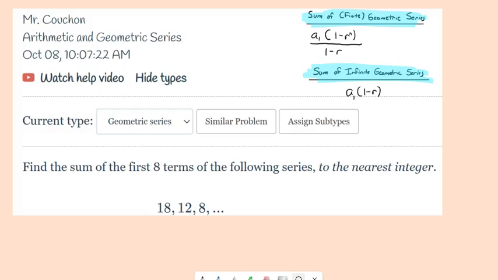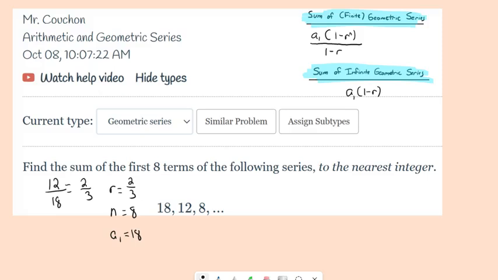We get 18, 12, and 8. So in order to figure out the ratio here, all we have to do is 12 divided by 18, which is going to be 2/3. Okay, so the common ratio is 2/3. Then we'd have to get the number of terms. The n value in this case is 8, and the a sub 1, they tell us, is 18.